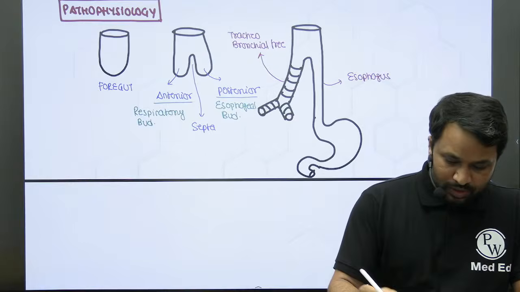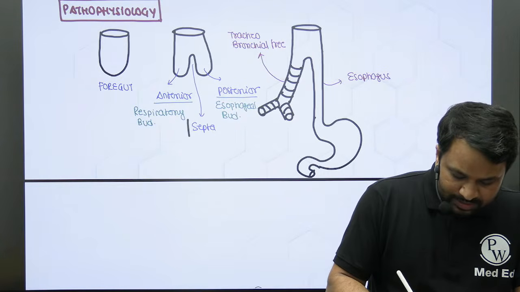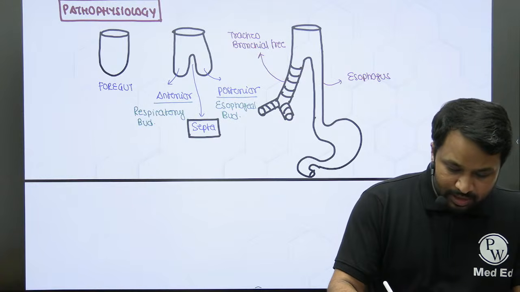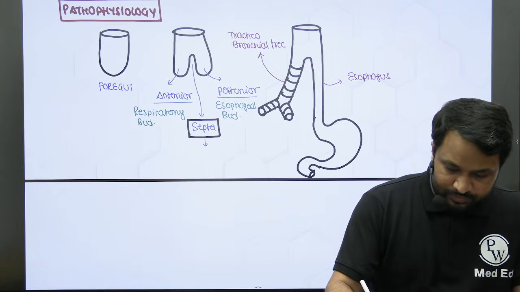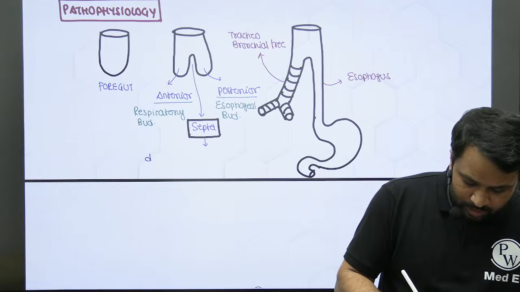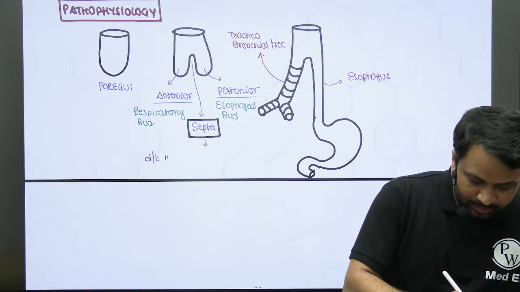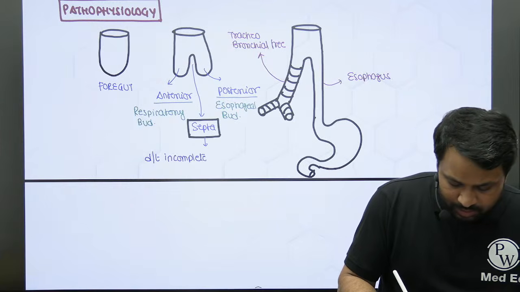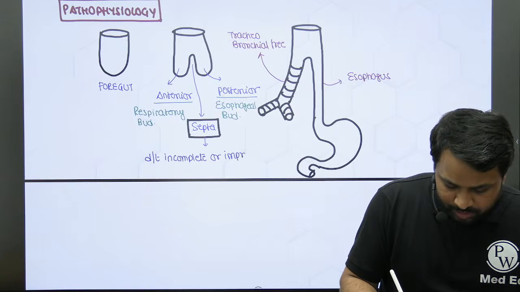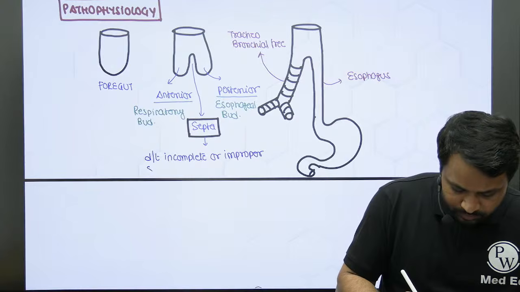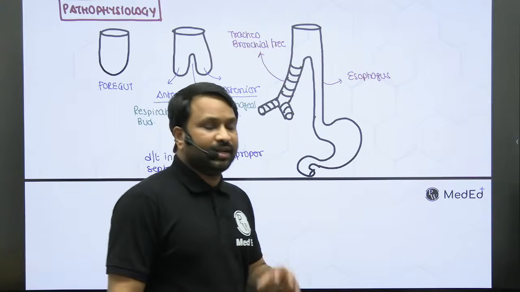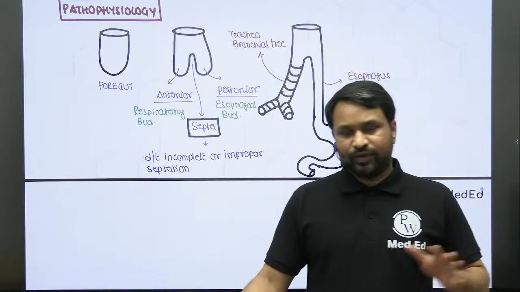So what is the pathophysiology? The pathophysiology comes down to this septa, right? So why does a tracheoesophageal fistula develop? It develops due to an incomplete or improper septation. This incomplete or improper septation is going to result in the development of tracheoesophageal fistula, right?